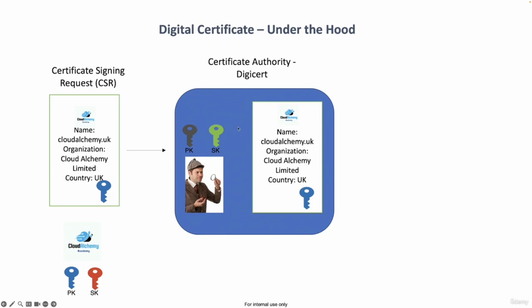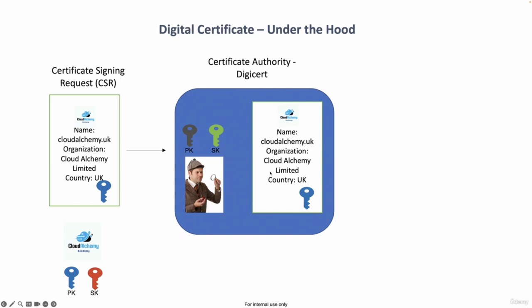You can just imagine that there are intermediate CAs and there is a root CA, but to generalize it, I would say it will actually go to a certificate authority. And the first thing that a CA or an RA would do is scrutiny. They would check, just like a detective, as you can see here, whether I am really cloudalchemy.uk or some hacker who's trying to pretend to be cloudalchemy.uk, right? So they will be checking my identity and they will be looking at this CSR.